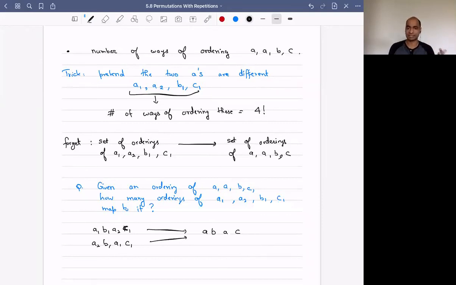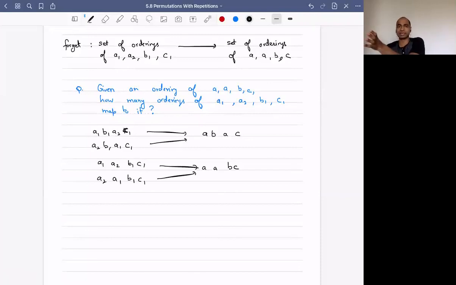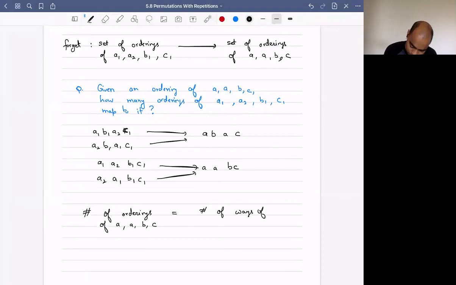And this is going to happen every single time. Let's do one more: A, A, B, C. Then I'll get A1, A2, B1, C1 and A2, A1, B1, C1. These two map to that. And so every time I take something on the right-hand side, I have two elements on the left that map to it. So the right-hand side size must be half the size of the left-hand side, and the number of ways of ordering A, A, B, C must be whatever this number is divided by 2.